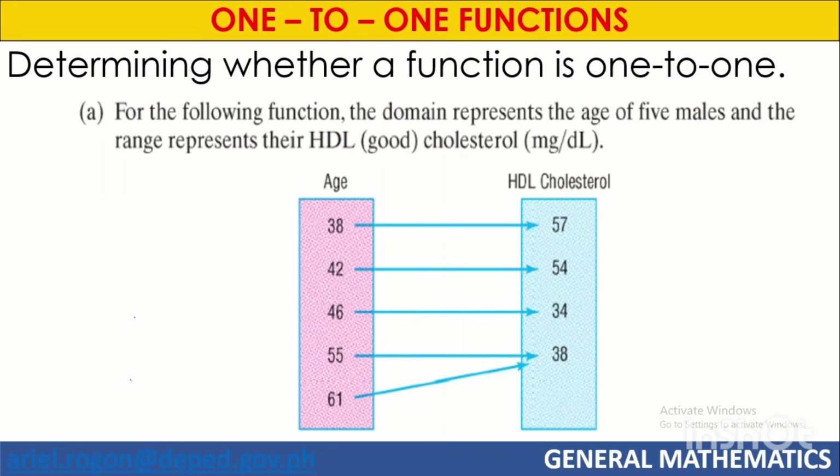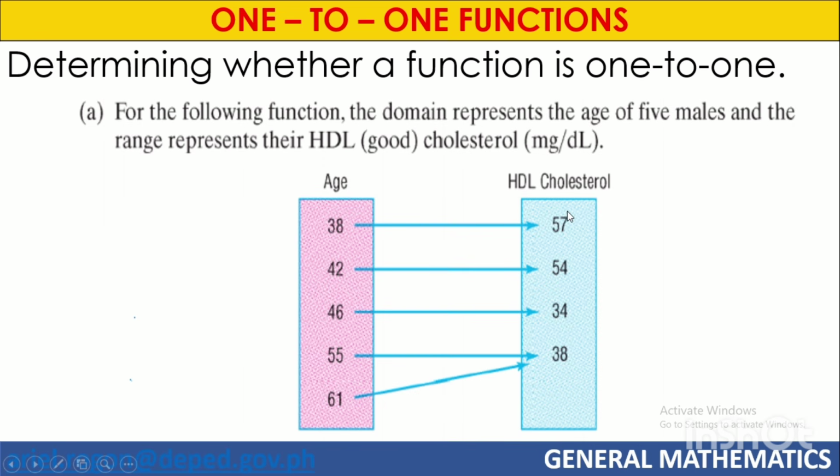For example, determining whether a function is one-to-one. For letter A, for the following function, the domain represents the age of 5 males and the range represents their HDL, or that is good cholesterol. So, what are the values for the domain? We have 38, 42, 46, 55, and 61. And for the values of the range, we have 57, 54, 34, 38.